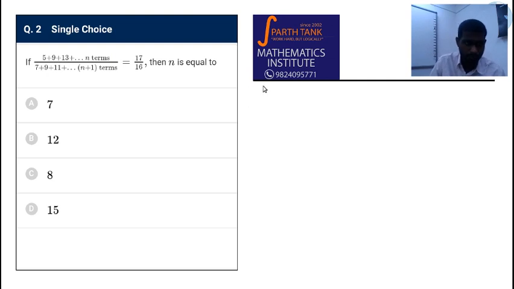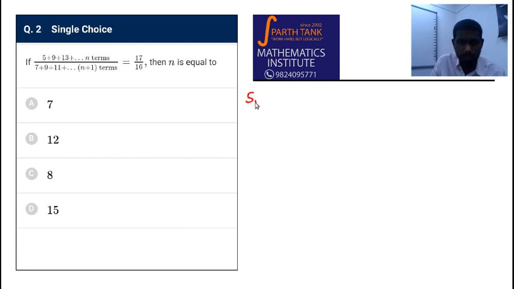Question number 2. If the summation of 5 plus 9 plus 13 up to n terms, upon 7 plus 9 plus 11 up to n plus 1 terms, is 17 by 16, then n is equal to. This is a direct arithmetic progression based problem. No shortcuts. Go for it, but do the algebra very carefully.